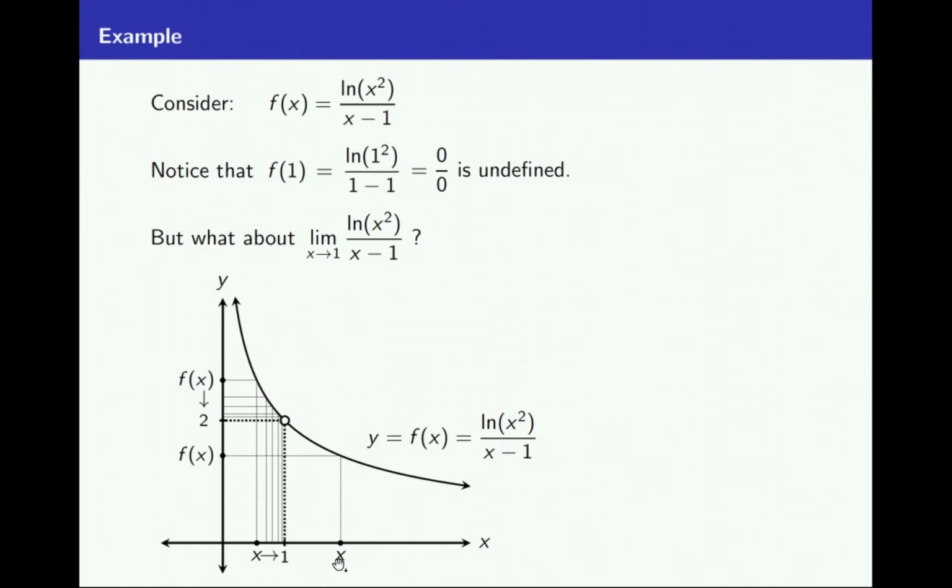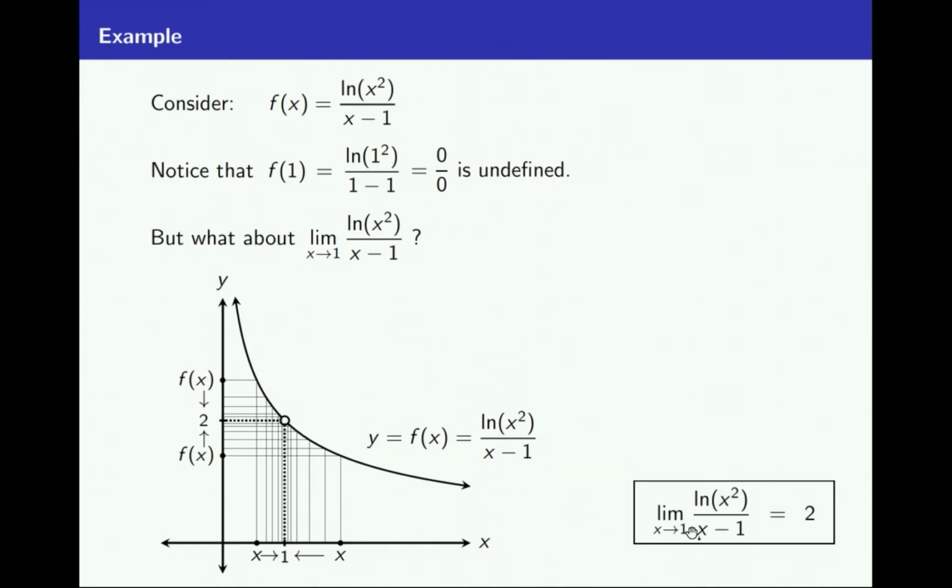From the other side, as x approaches 1, for this x, f of x is down here, but as x approaches 1, this f of x is going to move up closer and closer to 2. Let's take a look at that. So as x approaches 1, f of x approaches 2. So from this evidence, we would surmise that the limit as x approaches 1 of ln of x squared divided by x minus 1 equals 2.